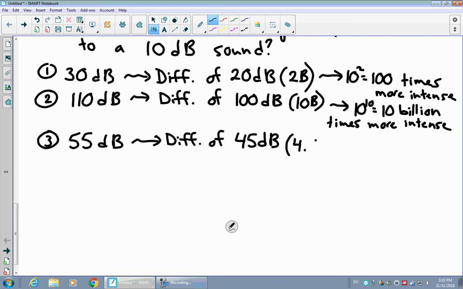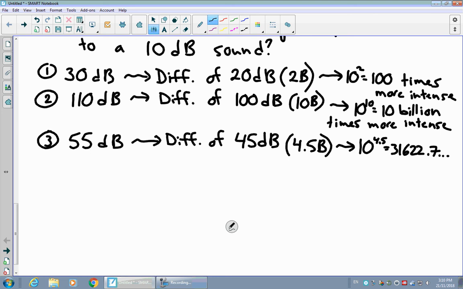Which is actually, strangely, 4.5 bells. And remember, every time we go up by 1 bell, we're increasing by 1 power of 10. So in this case, if we want to say how many times louder it is, or how many times more intense, it's 10 to the power of 4.5, which seems strange, but there's no reason why we can't do an exponent that's a decimal. And in fact, your calculator can handle this just fine. And so when your calculator churns that out, you'll get something along the lines of 31,622.7 and a bunch of decimals after that.